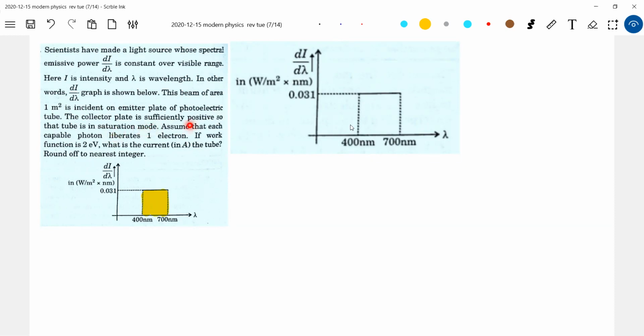So what current flows in saturation? Assume that each incident photon liberates 1 electron. The question is asking, what is the current in the tube? It is asking for the saturation current.